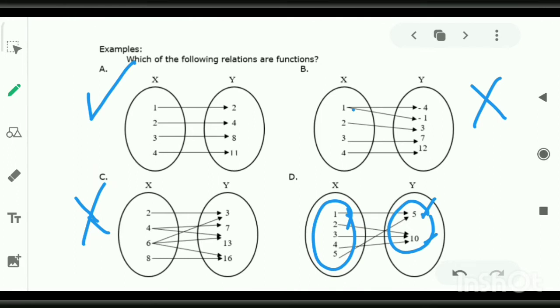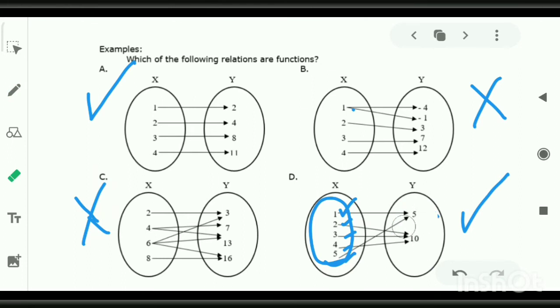Now, 1 is only paired to a number, that is 5. 2 is paired to only one number, that is 10. 3 is also paired to only one number, which is 10. 4 is paired to 10. And 5 is only paired to 5. Now, take note, even though there are many repetitions for y, there are no repetitions of pairing for x. So, this makes it still a function.